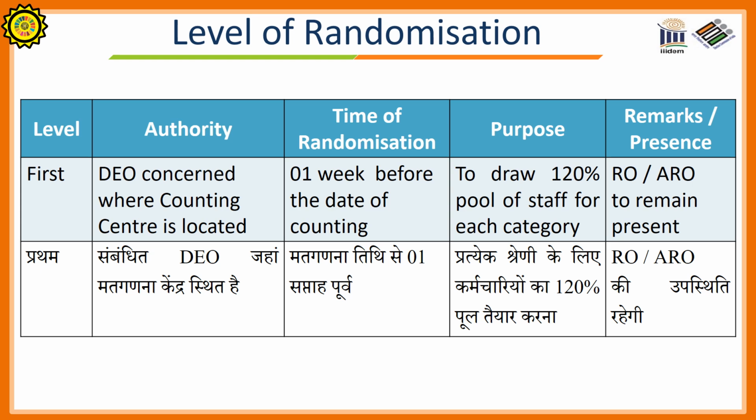Level of randomizations. The first level of randomization will be done by the district election officer concerned where the counting center is located. The time of randomization is 1 week before the day of counting, and its purpose is to draw the 120% pool of staff for each category. First randomization will be done in the presence of the returning officer, or ARO in the case of parliamentary election.